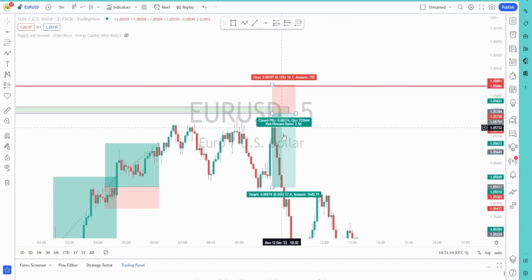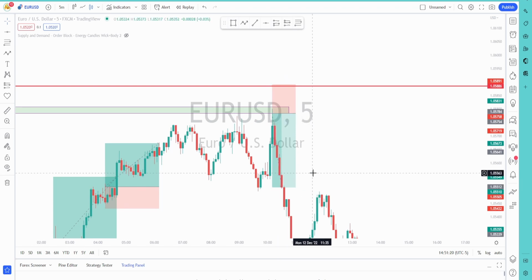You could have done a 1 to 2 if you wanted to, and could have been out of the trade earlier. But by following this simple process, you can start seeing an improvement in your trading strategy on any time frame you want, not just the 5-minute.